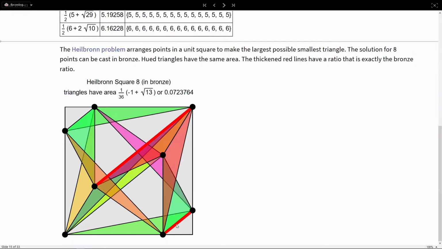These 2 segments in the best Heilbronn solution for 8 have the ratio of the bronze constant, and everything is in the square root of 13 space. The BBC actually wrote back to me that I was the only person that sent in anything, and they didn't think it was interesting enough, so they canceled the contest. But I still think it's interesting, even if the BBC didn't like it.